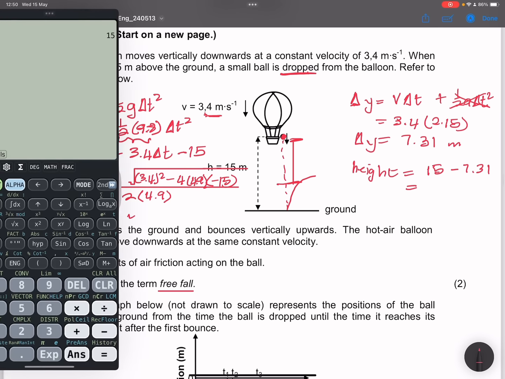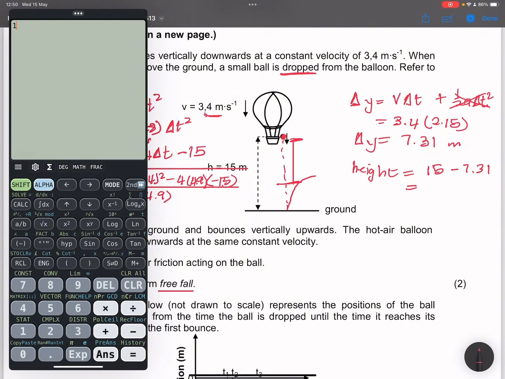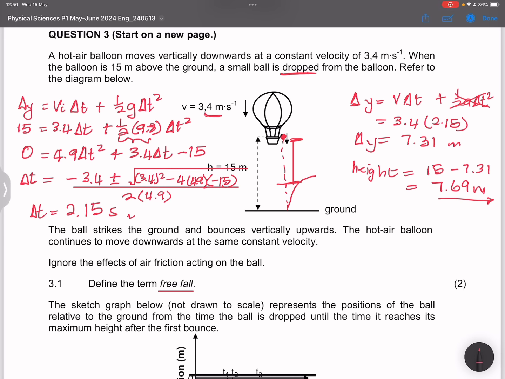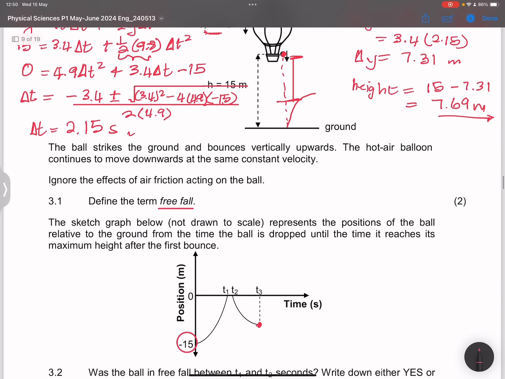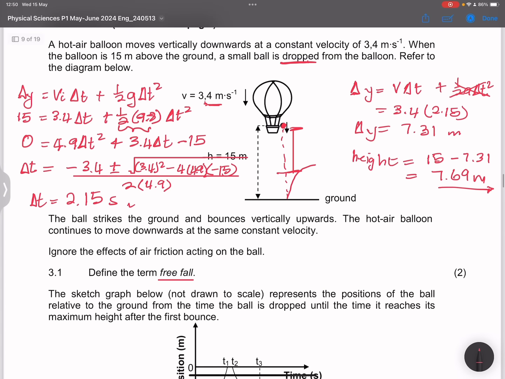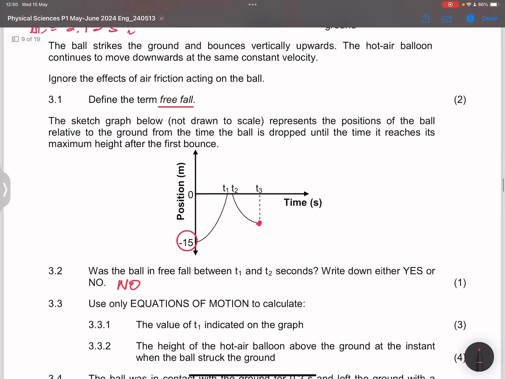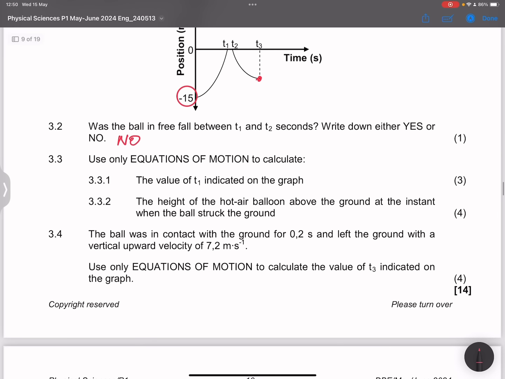All right. This guy is misbehaving. Okay, I get a value of 7.69 meters. That's the height. So in that case, that is really how the cookie crumbles. Okay, let's go to the next question.